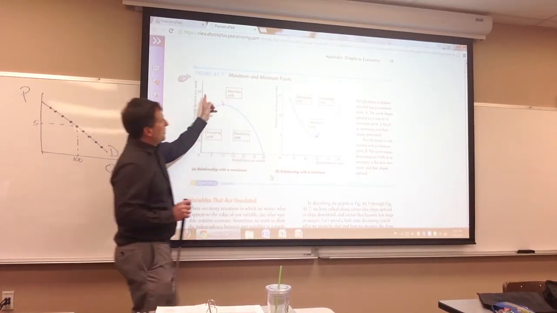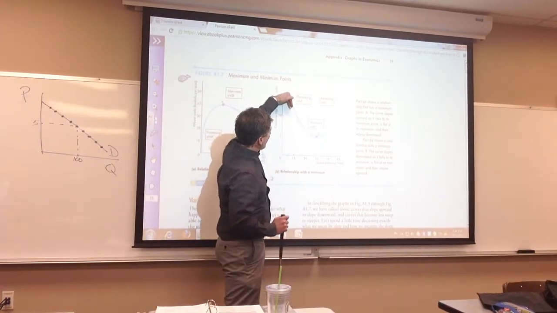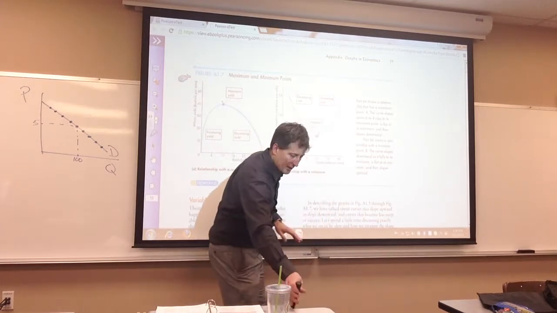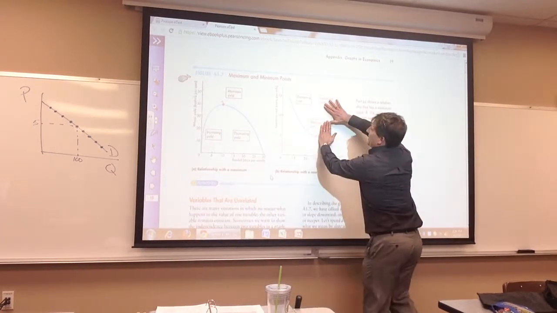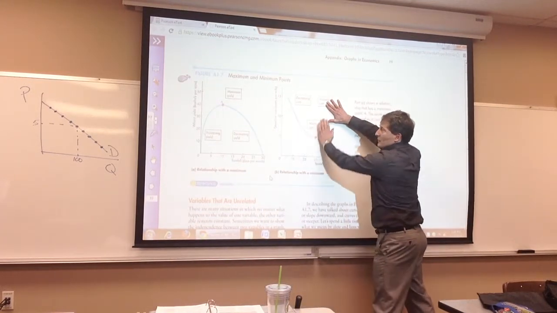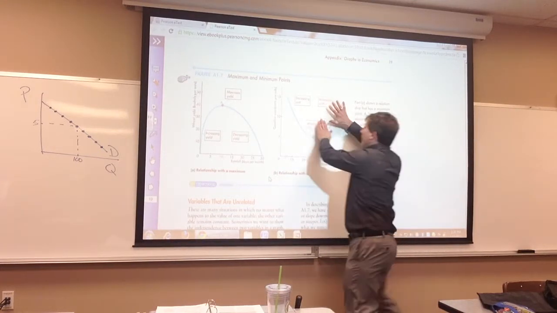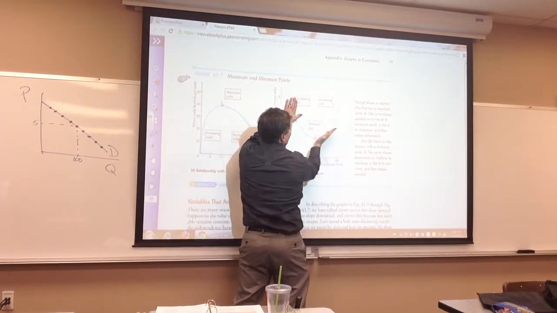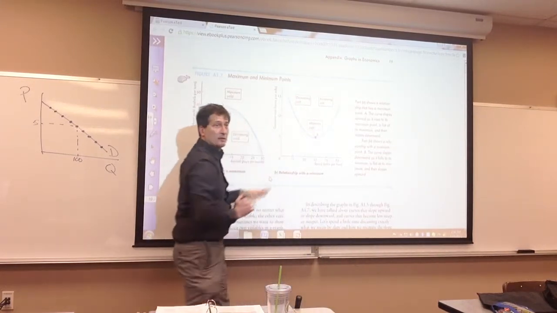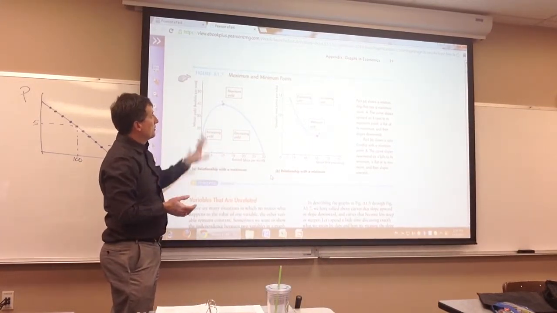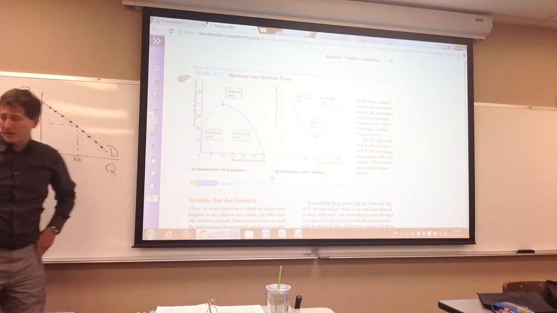Okay, and then the minimum points. Now, if you put these two pieces together, check it out from what we just did. If I just take this half, we have a negative relationship where the slope is getting flatter. And then if we think about that half, it's getting bigger. Okay? So minimum and maximum points.